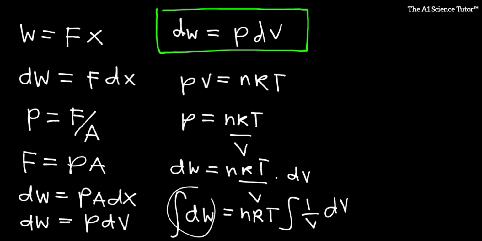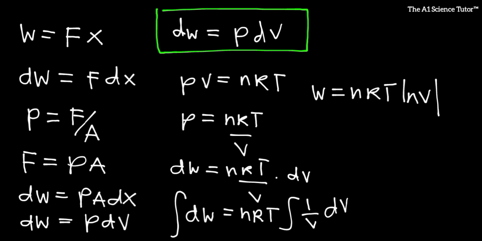So on this side, the antiderivative of the change in W is basically going to give us W. So I'm just going to write it here. Then over this side we have nRT, and here we now have ln V. And now this needs to be carried out at the upper and lower limits. So this is going to be V2, and here we're going to have V1.